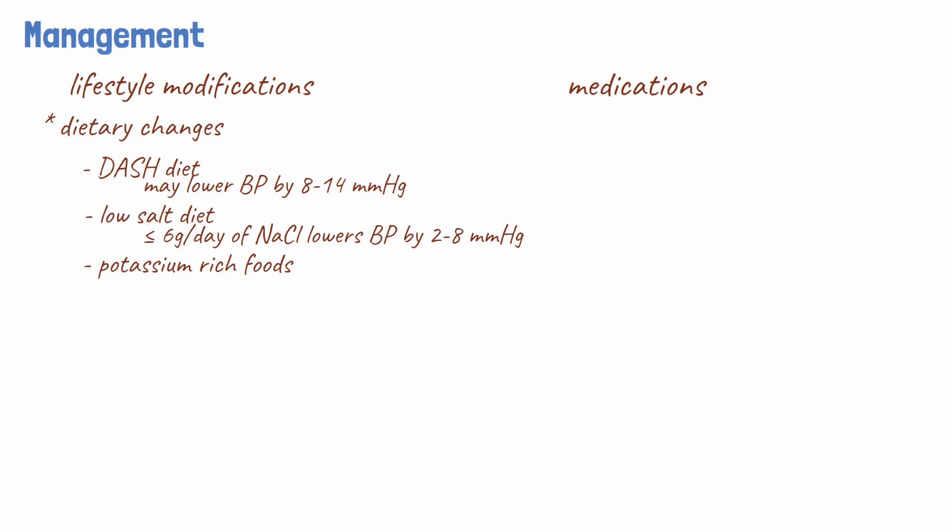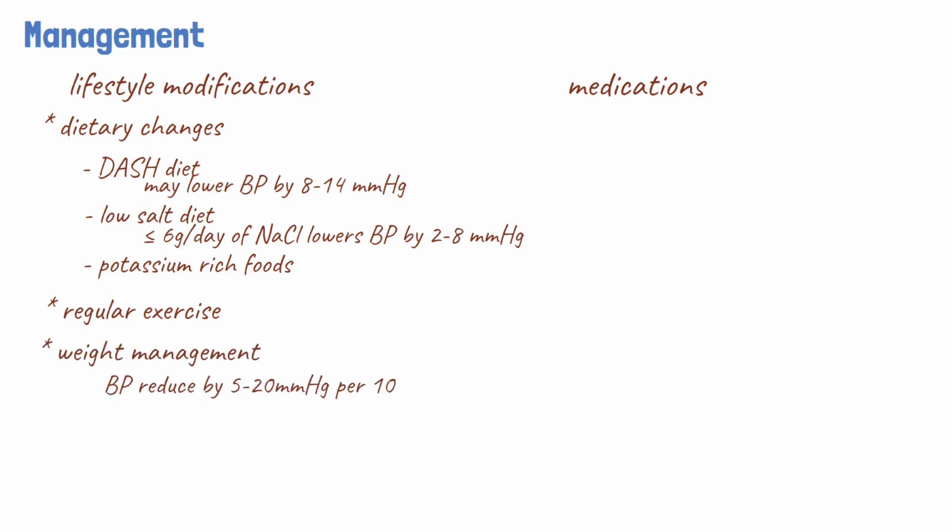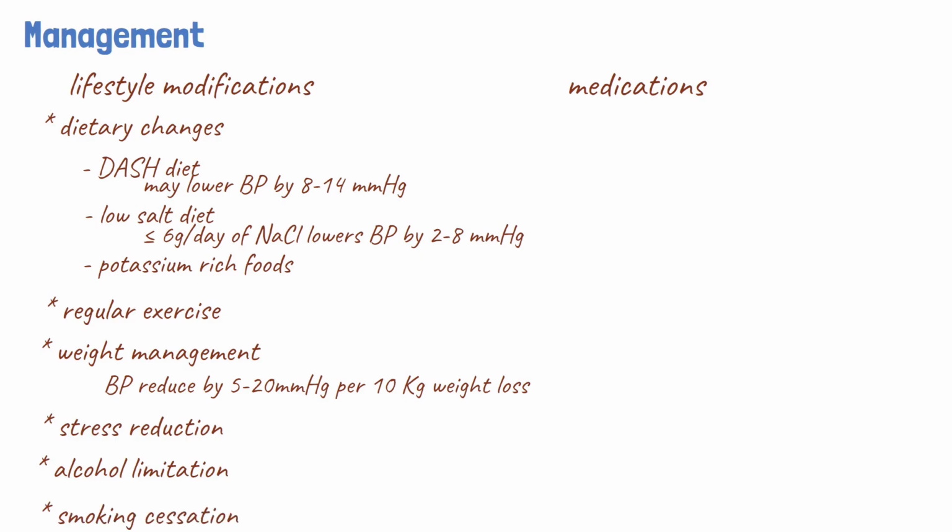Other lifestyle modifications include regular exercise. Weight management, as weight reduction may lower blood pressure by 5 to 20 mm Hg per 10 kg weight loss. Stress reduction, limiting alcohol, and quitting smoking. If lifestyle changes are insufficient, healthcare providers may prescribe various antihypertensive medications.